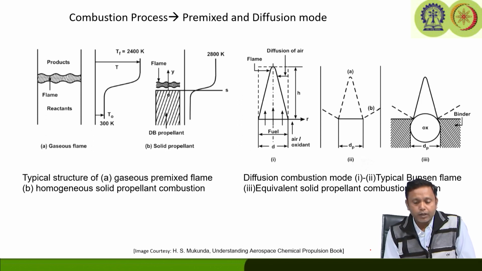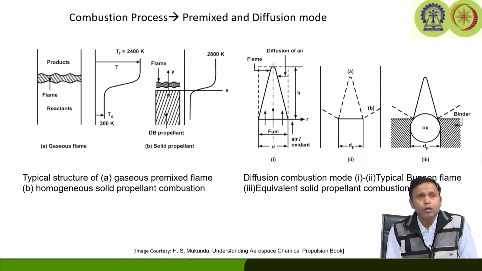Now, before going into the combustion mechanism of double base propellant, let us quickly brush up our ideas regarding the different modes of combustion processes. Mainly there are two types of combustion mode: premixed and diffusion mode. In the premixed mode, the fuel and oxidizer mixture, it can be fuel and oxygen or fuel and air, the reactants are premixed prior to the combustion. That type of combustion is called premixed combustion.